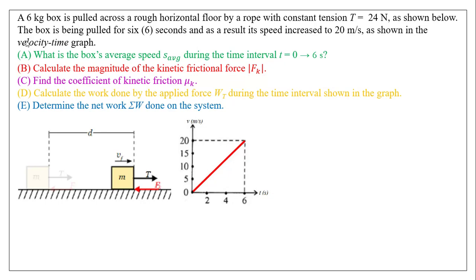Alright, so here we have a 6 kg box that is being pulled across a rough floor by a constant tension force of 24 newtons. It says it is being pulled for 6 seconds and the speed increases from 0 to 20 meters per second.